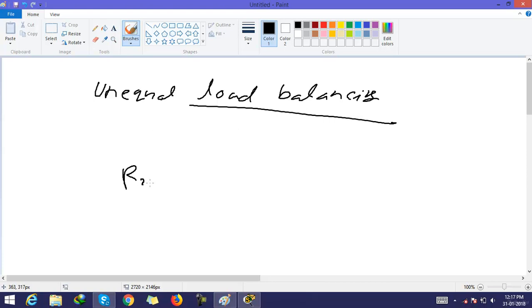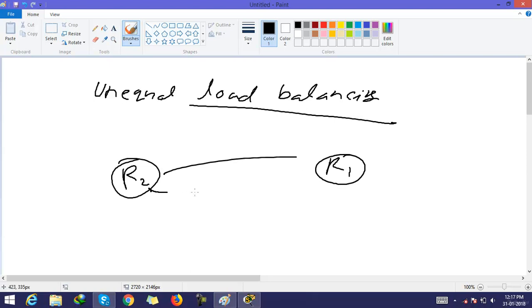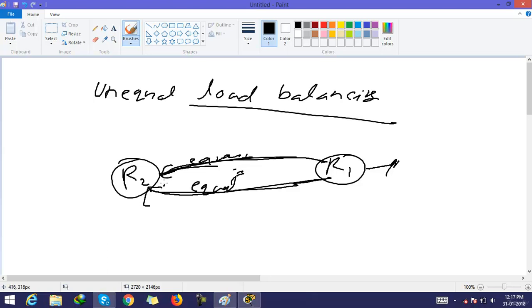For example, R2, this is R1. These two paths are equal cost. For example, these two paths have equal cost or equal metric. It means R2 sends equal data to this network via both links. It means both links are used for sending the data if both links have equal cost.